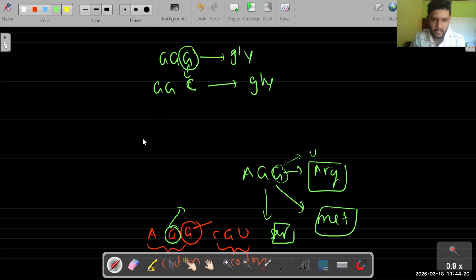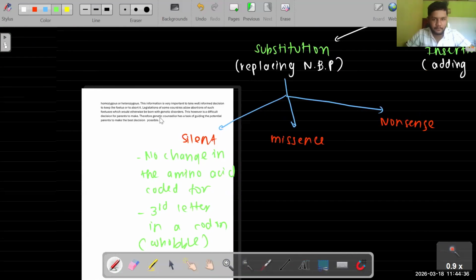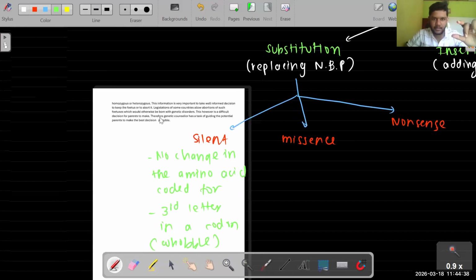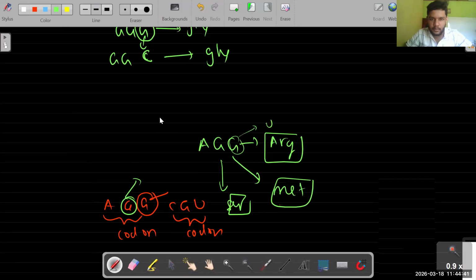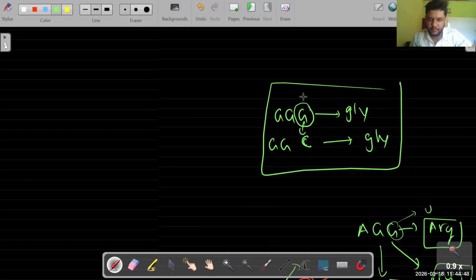So that statement is important. Normally, change the third letter, the amino acid remains the same. If it changes, the amino acid coded for, that type is called what type? Missense, which means changing a nucleotide pair. Now see here, I changed this G and replaced it with C and I got the same. Now this mutation, what type of mutation is it called? Same. Before the mutation also same. After the mutation also same. There is no huge impact. What type of mutation is that?